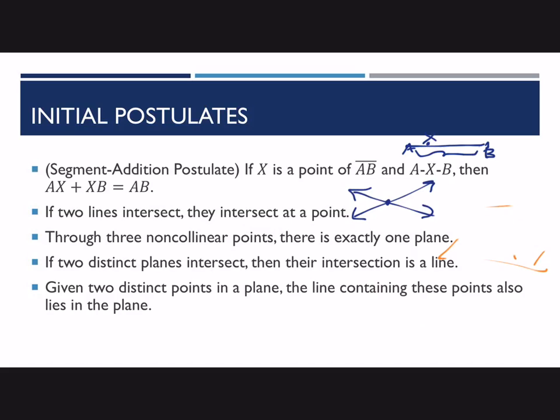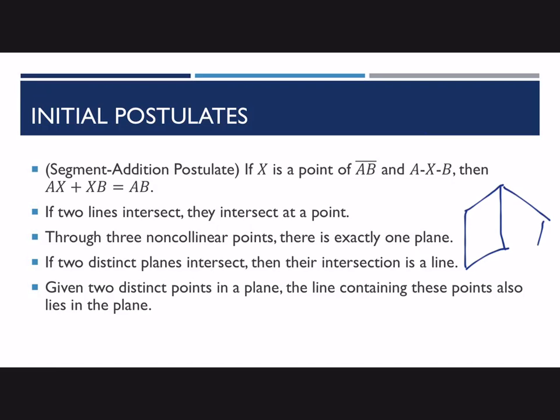All right, if two distinct planes intersect, then their intersection is a line. So again, a bit hard to visualize planes, but if you hold up two pieces of paper and try to show the intersection, you'll always see a line, a set of points where those intersect. Okay, so maybe picture like the covers of a textbook, and they intersect along the spine.